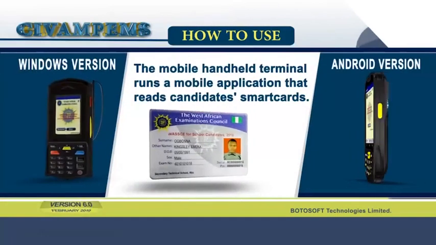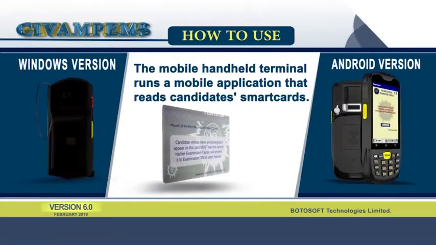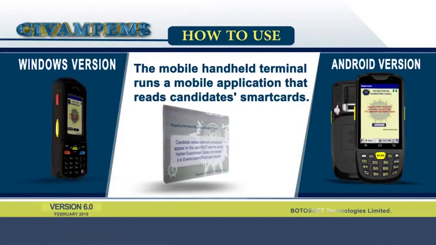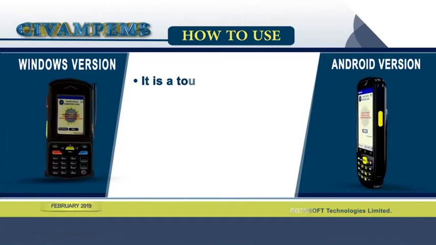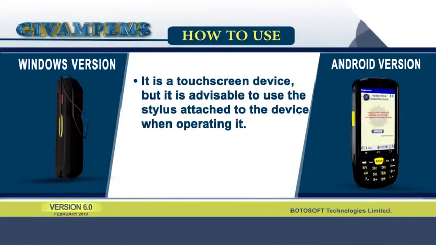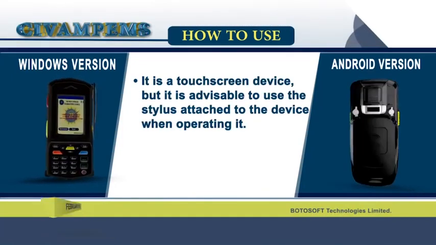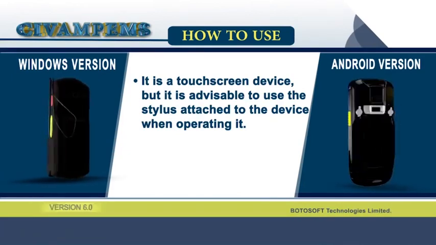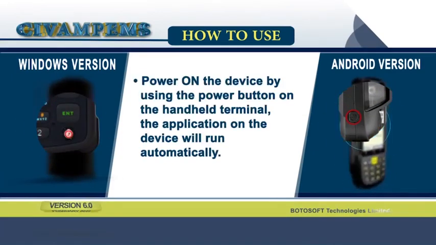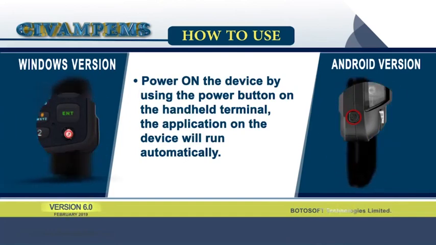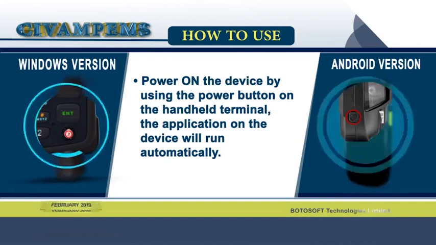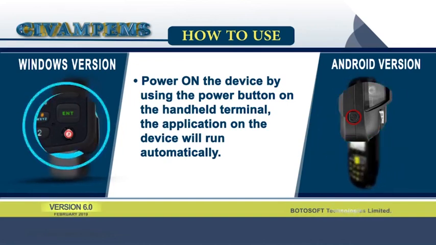How to use? The mobile handheld terminal runs a mobile application that reads candidates' smart cards. It is a touchscreen device, but it is advisable to use the stylus attached to the device when operating it. Power on the device by using the power button on the handheld terminal. The application on the device will run automatically.